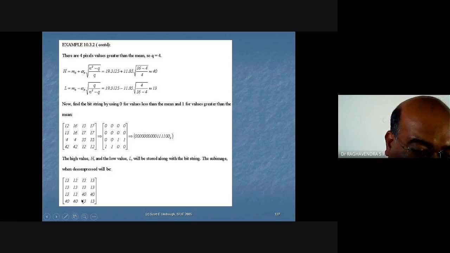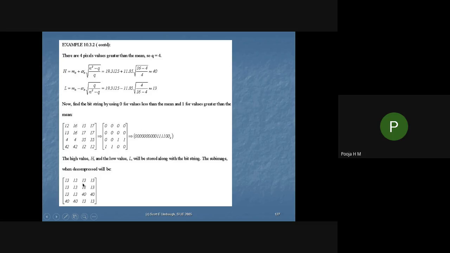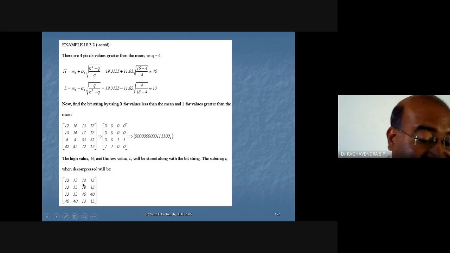Now you compare this image. This is a decompressed image. This is the original image. Any difference between the original image and the decompressed image? I am asking if there is any difference. Yes sir. Okay, minute differences are there.